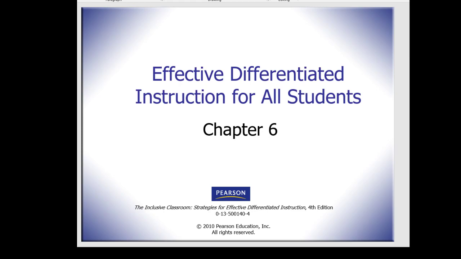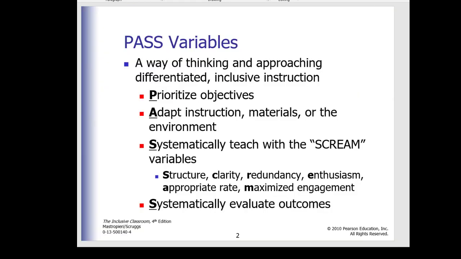Hey everybody. So what we're going to do is take a quick look at Chapter 6, a quick introduction to differentiated instruction and the universal design for learning principles. In this chapter we're going to be focusing on the PASS variables, which is what Master Puri wants to hit for the main idea for Chapter 6. It's a system that we can follow to give us a little basic insight on what it really means to differentiate instruction for students.